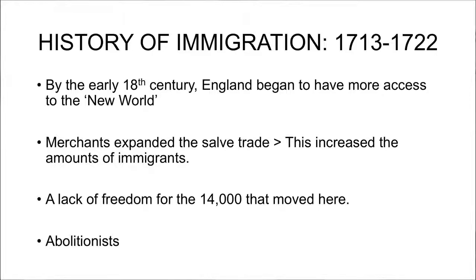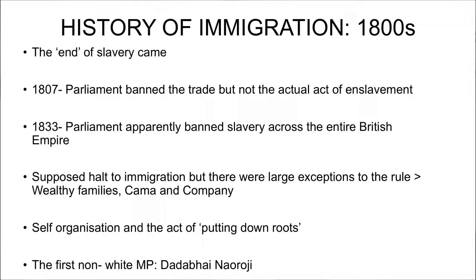And whilst the abolition movement began, there were always reasons for not using that movement to fully break down slavery, which was once again economic. So by the 1800s, the end of slavery came, apparently, if you look at legislation, which of course has a huge tie to immigration.